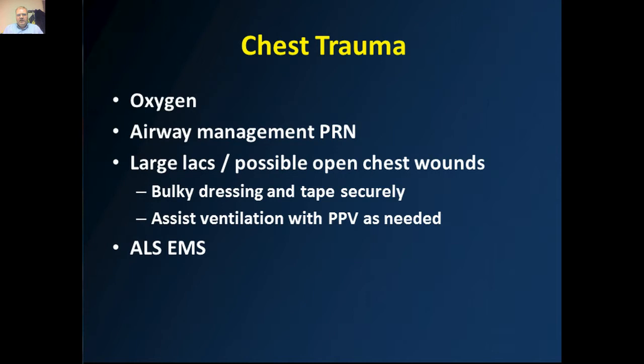The idea is that if you have an open chest wound and air is moving through that hole in the chest, it's moving preferentially through that hole because there's lower resistance through the hole in the chest than there is through your own trachea and vocal cords. So by packing bulky dressings on there, you control bleeding and you make that a high resistance hole, and so air will preferentially flow through the upper airway. And if need be, you may need to do positive pressure ventilation as well. If you've got someone with significant chest trauma, you also need to request ALS EMS.